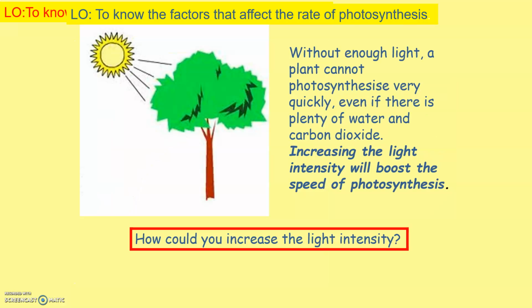So without enough light, a plant cannot photosynthesize very quickly. Even if there is plenty of water and carbon dioxide, increasing the light intensity will boost the speed of photosynthesis.